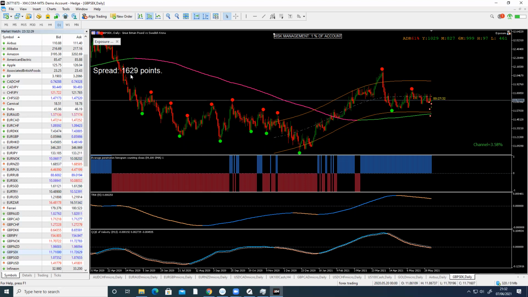XM Global is a thief when it comes to spread. So you've got to be careful with the spread. The spread is how much you pay to get into that trade. How much is that? If I was doing a pound a point, it would cost me £162 to get into this trade. Wow. What's a good amount for the spread?